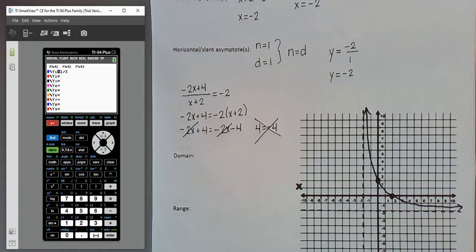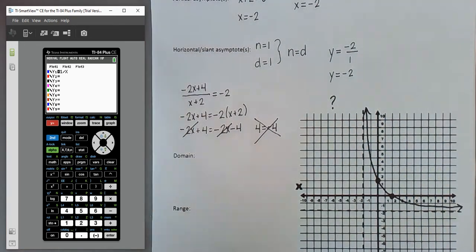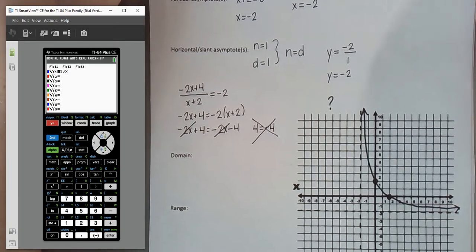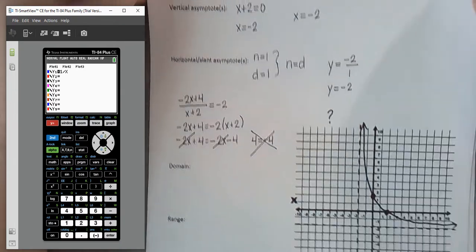Now, that only gives us information about values to the right of our vertical asymptote, but we still need to answer the question, what's going on the other side? Well, this is going to be a good time to use the graphing calculator and use the table function. Suppose you didn't have access to your graphing calculator, what would you do now? Well, you just need some points. You need something to graph over to the left of negative 2.